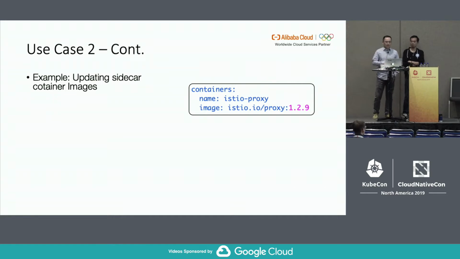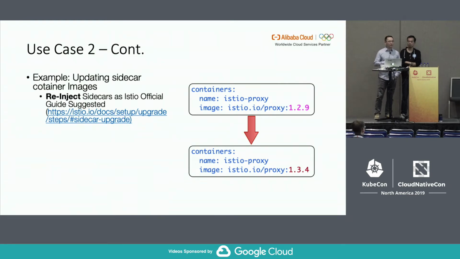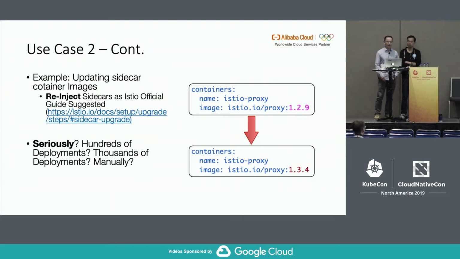So actually, suppose that we have already running pods that have injected the proxy containers. If you want to upgrade from the older image to a newer one, what do we do? The official guide just suggests that we re-inject the Sidecar containers to the pod. But what if we have hundreds of deployments, thousands of deployments? Do you really want to do it manually? Of course not. And there is another issue. How can we upgrade our deployments step by step? That means we may just want to upgrade partial Sidecars of the deployment. How can we do it?